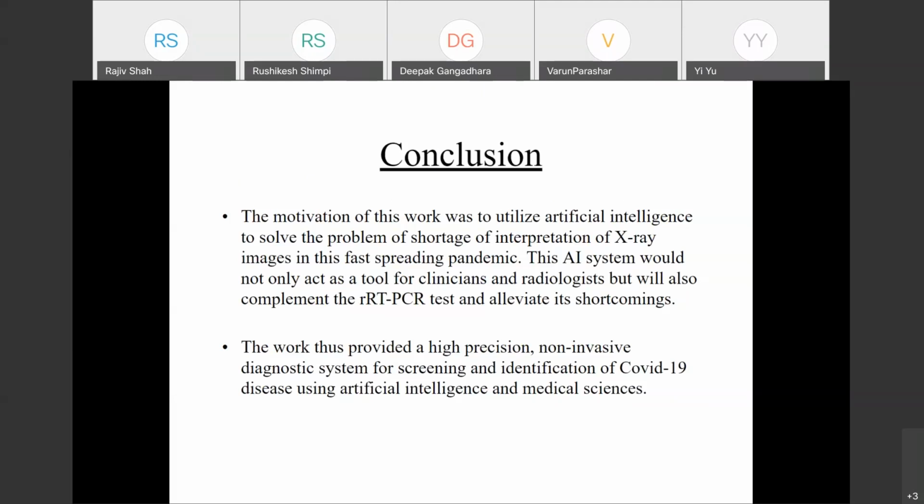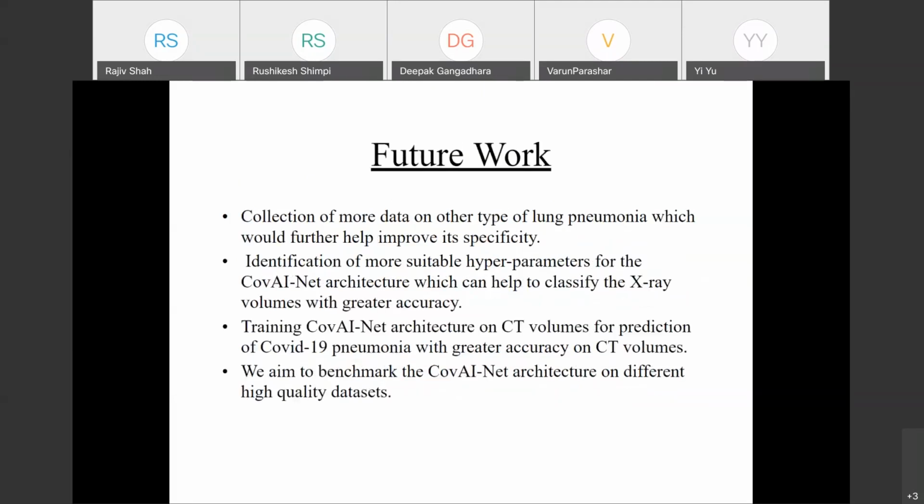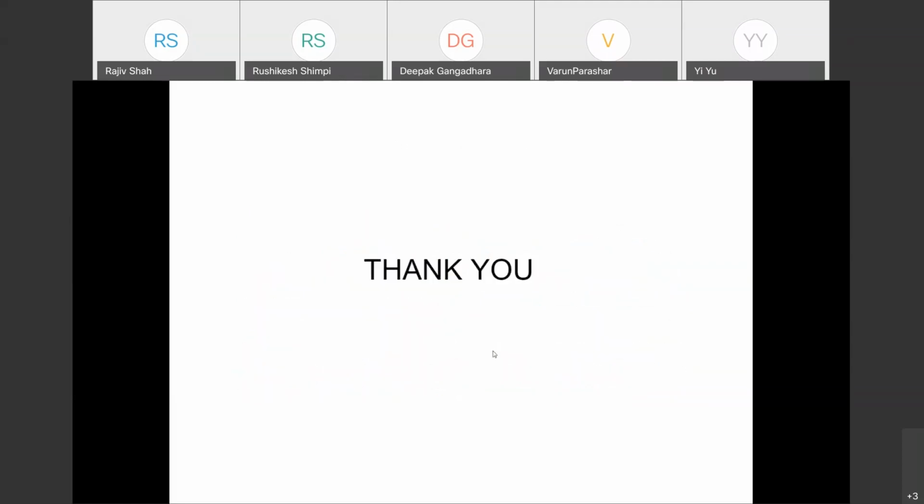AI and medical science. The future work for the COVE AI system would be to primarily train it on a large dataset and also to train it using CT scans to classify them as COVID positive or COVID negative. Lastly, for the COVE AINet architecture individually, we aim to optimize it further and also benchmark it on high quality datasets. Thank you, if you have any questions.